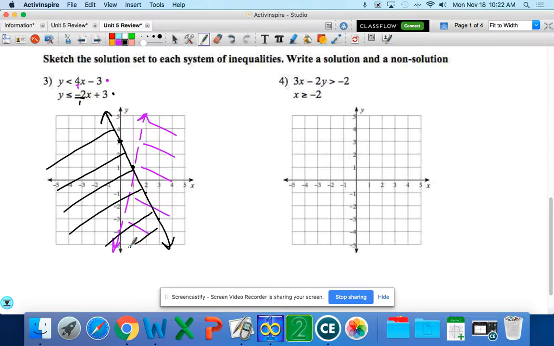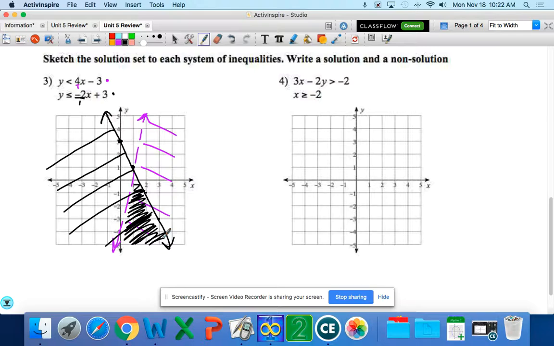We're looking for our double shaded region. This region is just shaded with the black color. This is not shaded at all. This is just shaded with the purple color. So my double shaded region is right here in the middle at the bottom.